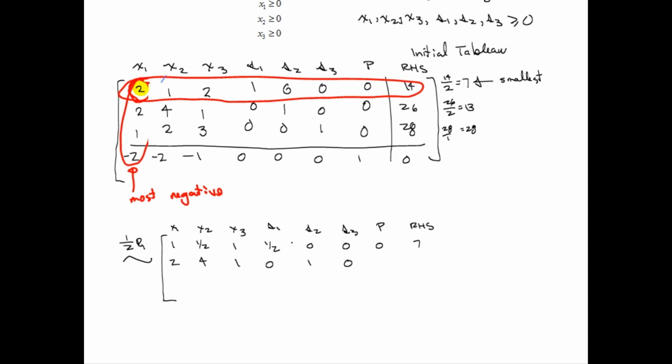Move to my second row. 2, 4, 1, 0, 1, 0, 0, 26. And then my third, 1, 2, 3, 0, 0, 1, 0, 28. These are all the same for now.